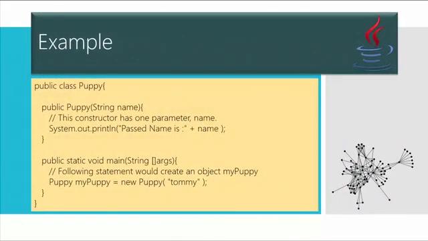Here's an example. Once again, we have the public class called Puppy. We give it a String name, and this constructor has again one parameter called name. Then we print out the passed name is whatever the name is. And at the bottom, notice where it says myPuppy equals new Puppy("Tommy"). This is in fact the name that we're passing. And this statement would create an object called myPuppy. You're essentially defining that myPuppy equals new Puppy, whose name is Tommy. So again, object oriented, right? Keep that in mind when you're working with Java.